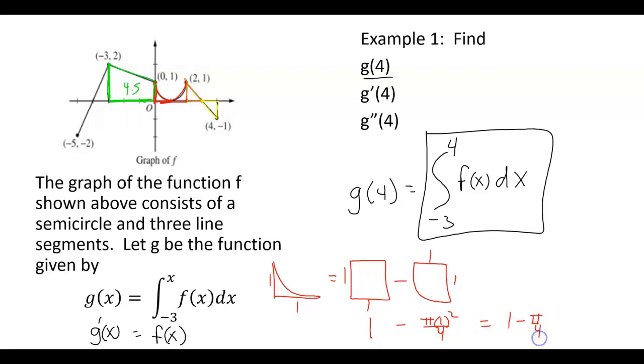Okay. Now since there's 2 of them, and you could tell they're identical, you might as well just double it, which gives you 2 minus 2 pi over 4, which reduces to 2 minus pi over 2. And so that would be the entire red section added together. Okay.